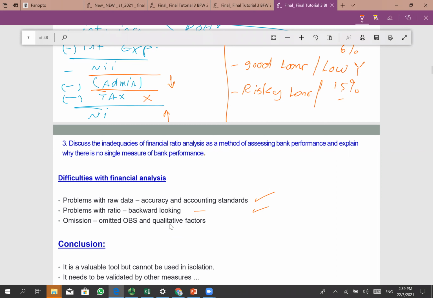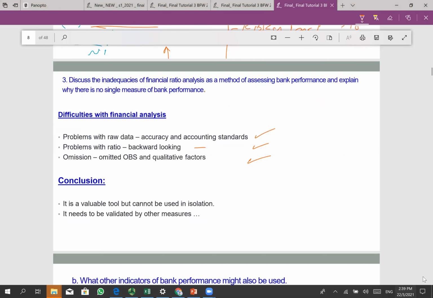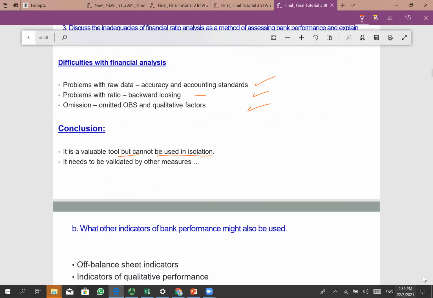The third problem is OBS is not included there. All those financial ratios which we get, either the ROE ratios from the DuPont or the other key ratios, they don't actually have off balance sheet. So actually, this is another problem. So the question is, it's a valuable tool, but cannot be used in isolation. Okay, so I am done with this one.